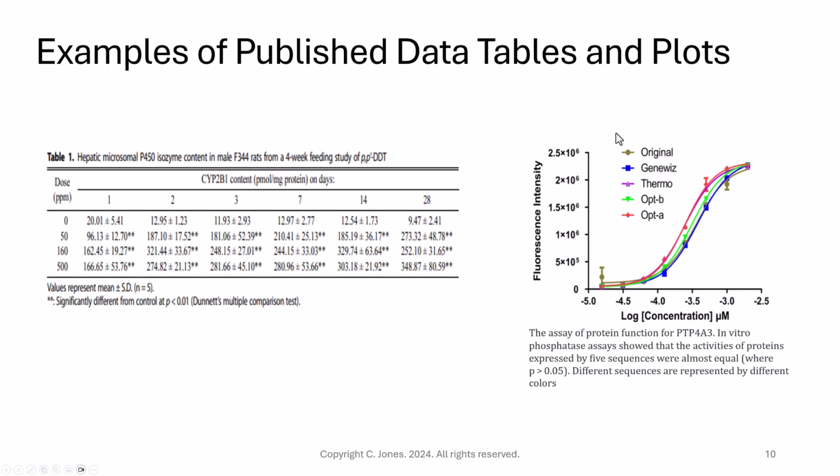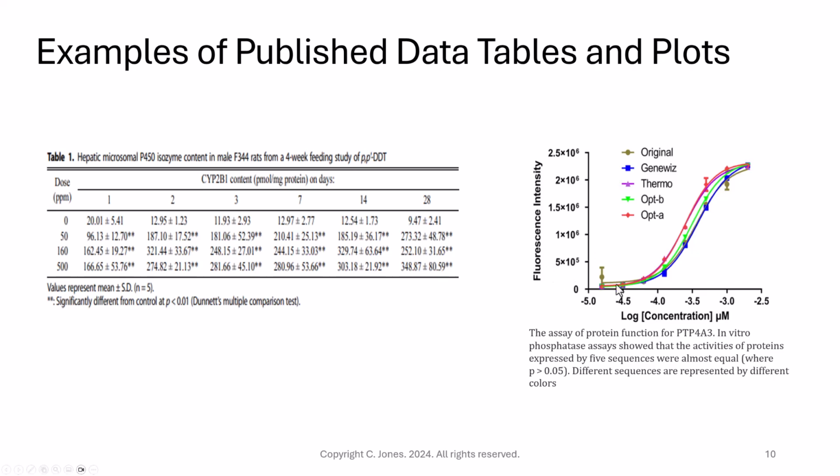Here we have a plot where we've measured multiple different things. We're looking at the assay of a protein function for a protein that's called PTP4A3, and we're doing phosphatase assays. And basically the caption here is actually a conclusion, but it doesn't tell us, for example, where the protein came from, how much we used, how long the assay was carried out for, what the buffer is, blah, blah, blah.